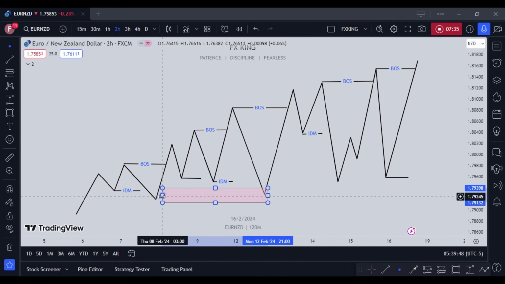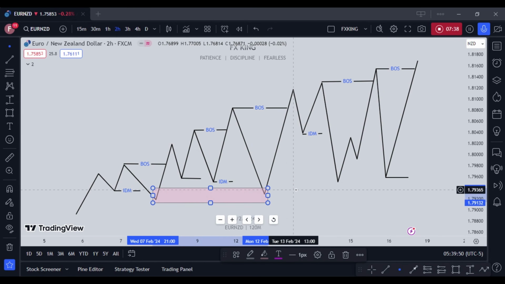You look for an extreme order block somewhere around here. You buy and you continue this rally up. So before buying here, you make sure that you have a change of character. If you have not watched the video on change of character, you can check it out. I've already made a video on that.